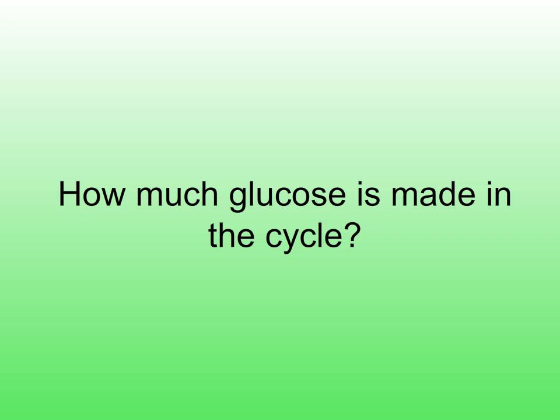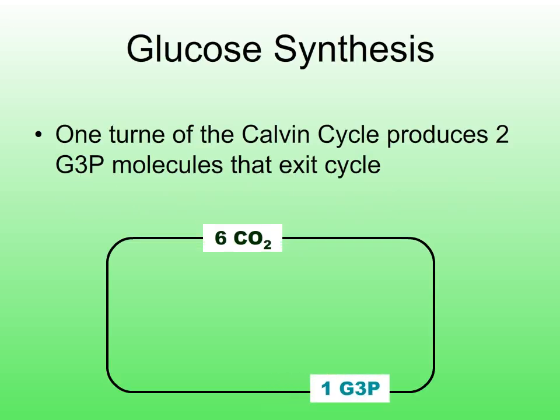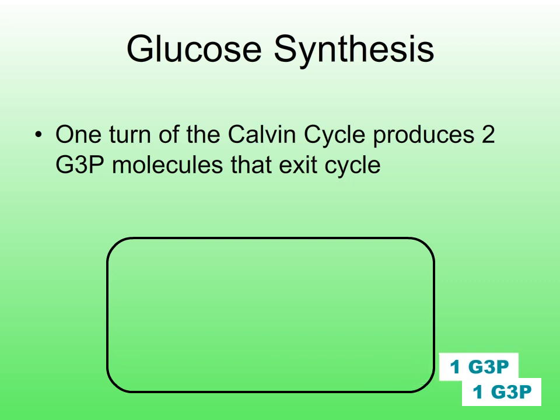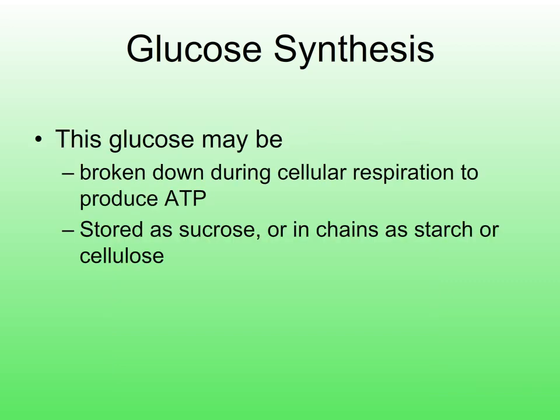So how much glucose is made during this phase? For every 6 carbon dioxide molecules that go into the cycle, 2 G3P molecules exit the cycle. And those 2 G3P molecules can combine to form glucose or other organic molecules. The glucose formed may be broken down immediately in cellular respiration to produce ATP, or it may be stored as sucrose, starch, or cellulose.